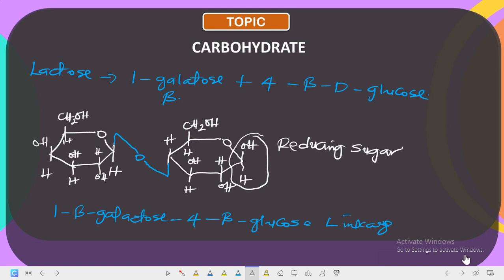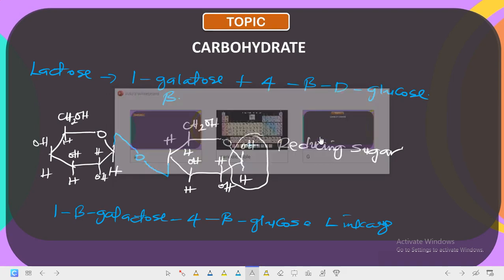It's reducing sugar. Yes. Sucrose is what? What are the two units that comprise sucrose? The two monomeric units of sucrose are alpha D-glucose and beta D-fructose, and the linkage is 1 to 2. Alpha D-glucose and beta D-fructose.